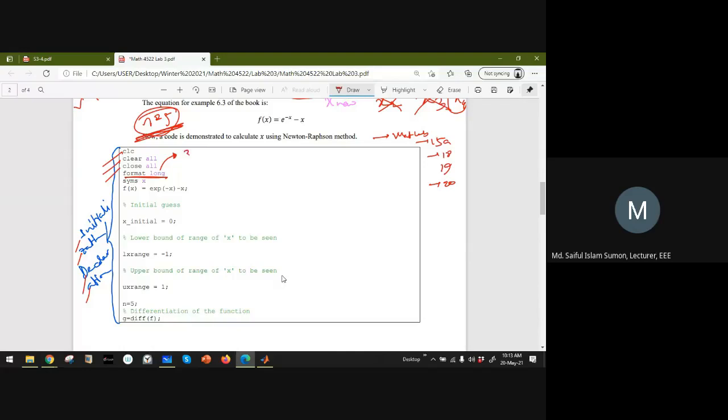Suppose, as Tasin told, 3.1416. One specific number of digits after the decimal point has been considered. But if I use format long, then it will give 3.1416 up to probably 15 digits. So why is this important?